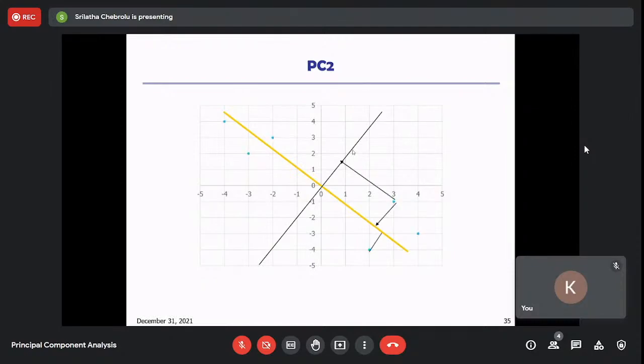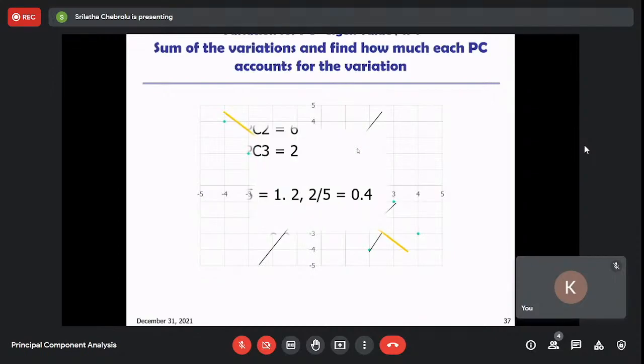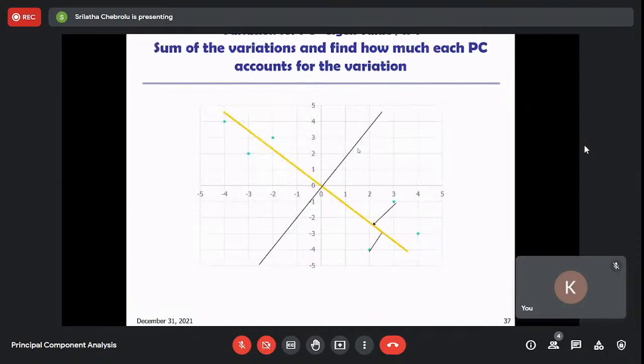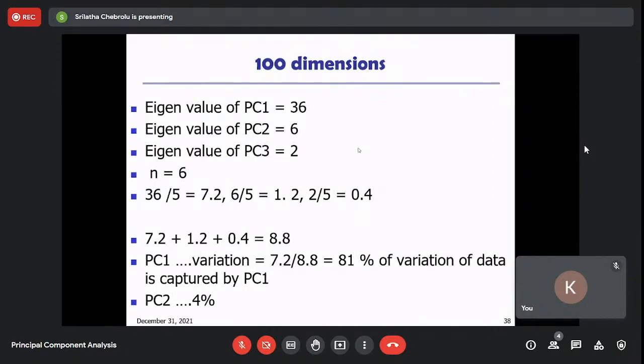Then next we can find PC3 also. But as it is two dimensional, we can find up to PC1 and PC2. When it is n dimensional, we can find up to n principal components. But here there is a but: what is the point if you find only two principal components? Now see this example. There are 100 dimensions; dimensions, variables, attributes, features all mean the same, right?